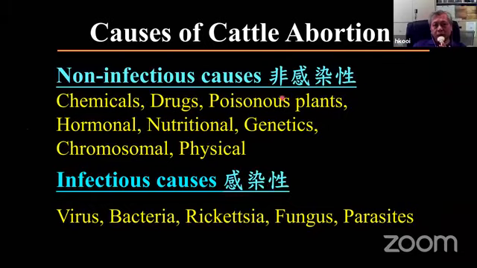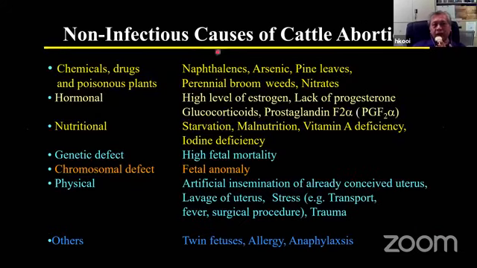I said that there are infectious causes and non-infectious causes of cattle abortion. So let's look at the non-infectious causes. You have chemicals, drugs. These can all be found in the textbook, so I'm not going to go through them. Just to remind you: chemical, drugs, poisonous plants, hormonal, nutritional, genetics, chromosomal, physical. And then the infectious causes, of course, you have virus, bacteria, rickettsia, fungus, and parasites.